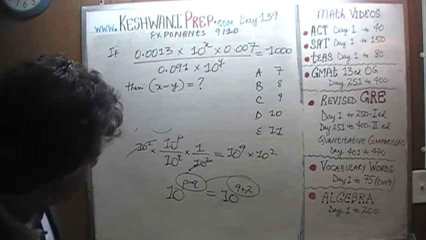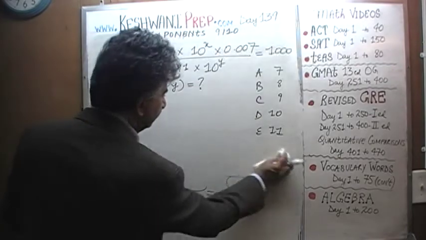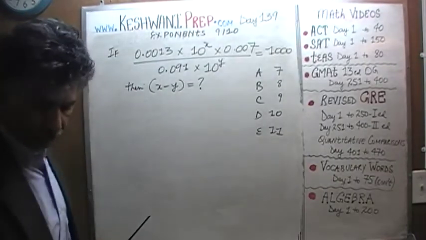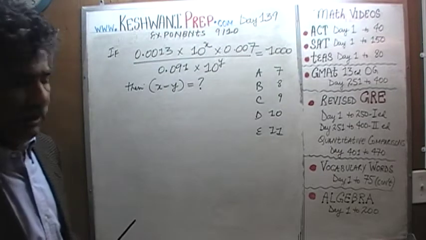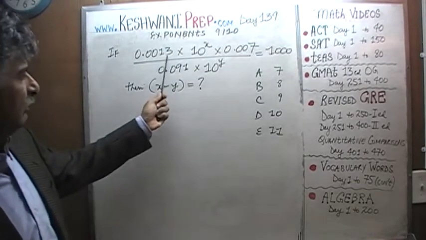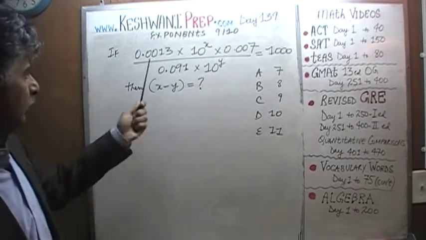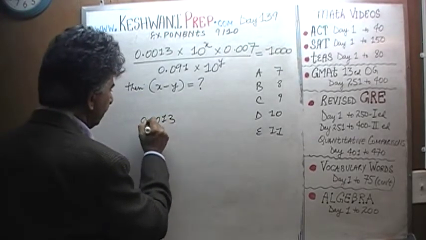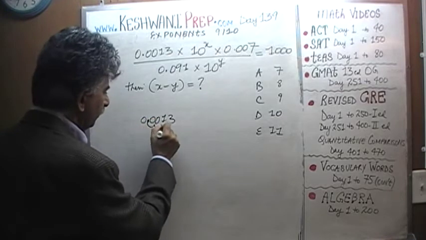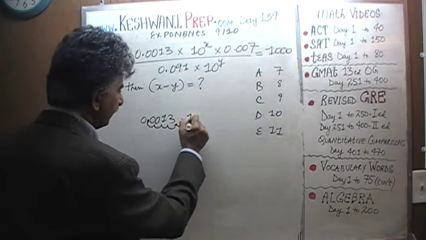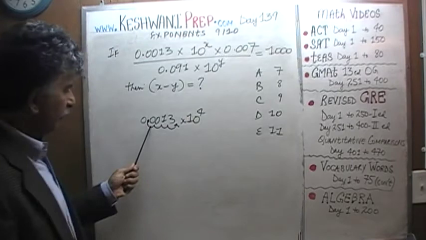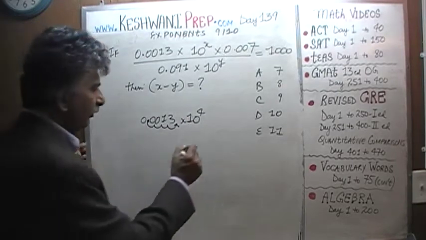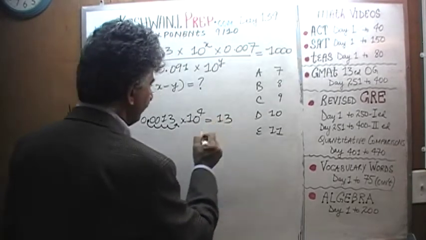Alright, let's get going then. Again, the question we need to ask ourselves is, how can we convert these decimals into whole numbers? On the top we have 0.0013. We need to move this decimal 1, 2, 3, 4 spots. So in other words, 0.0013 times 10 raised to 4 is going to equal 13.